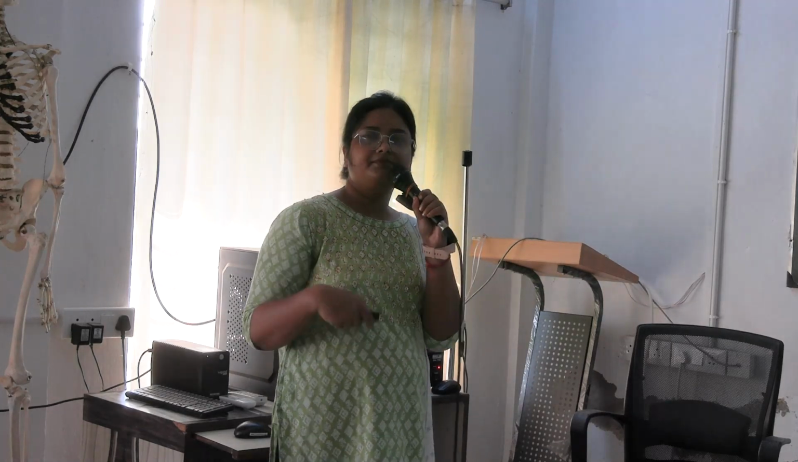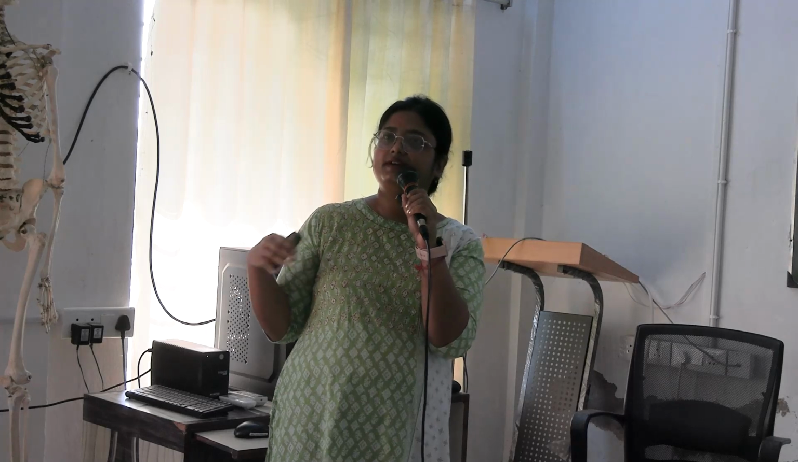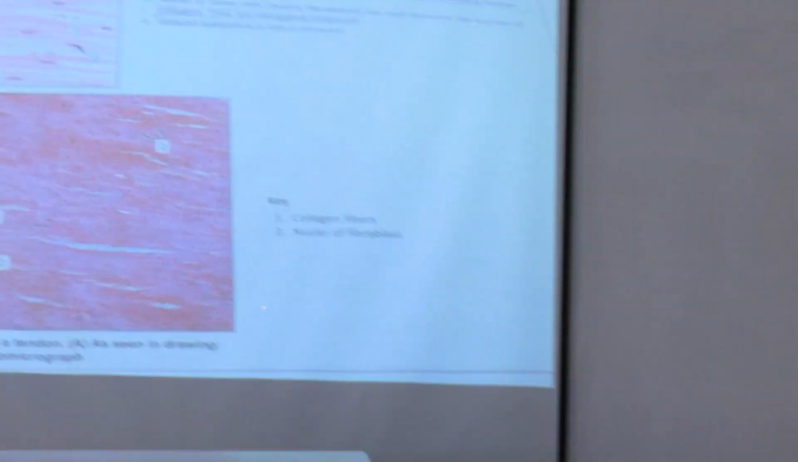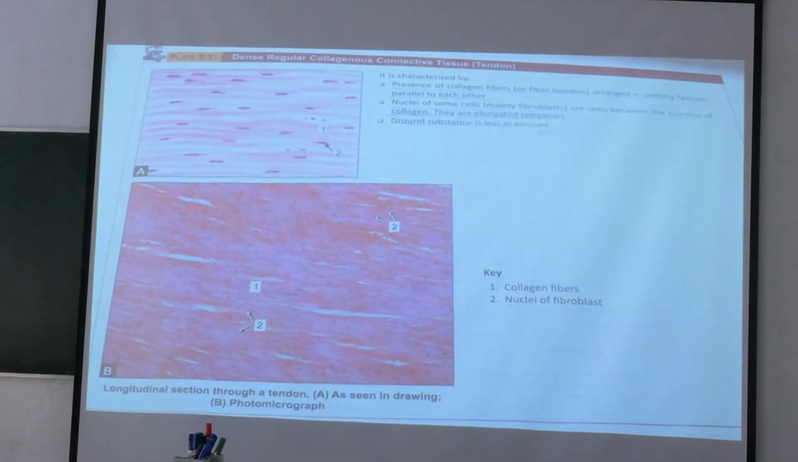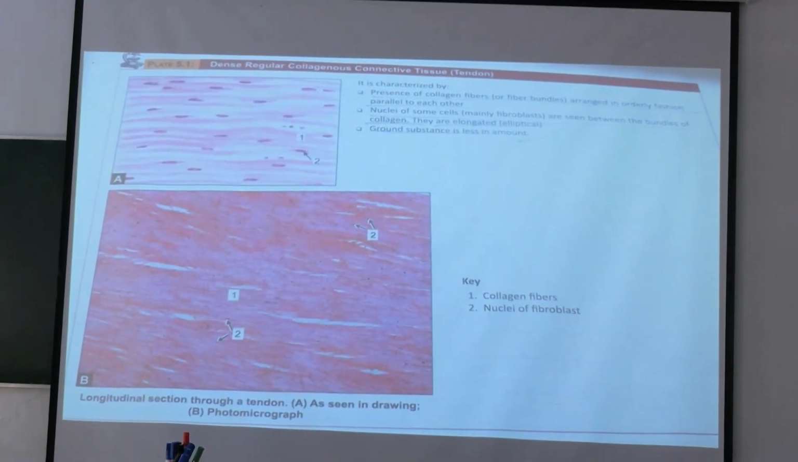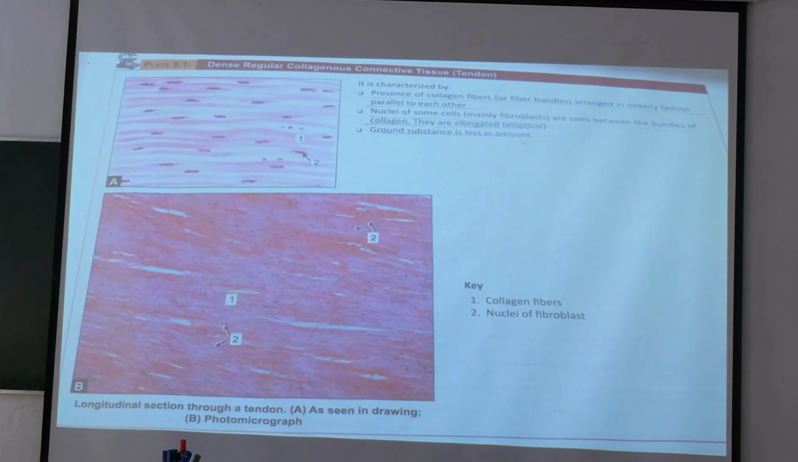Dense regular connective tissue contains predominantly type 1 collagen, and bundles of collagen fibers show a wavy appearance. See here, this is dense regular connective tissue. The collagen fiber bundles are more in number and lie in parallel bundles. It will look like this. Dense regular connective tissue is seen in tendon. We have a slide of tendon.